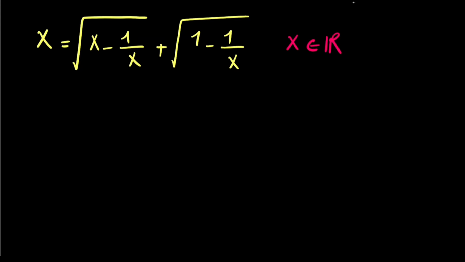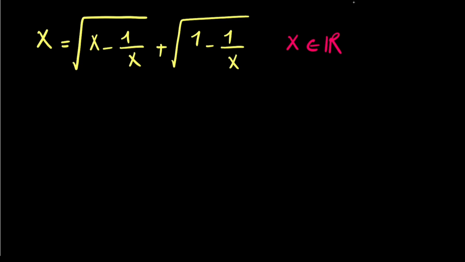Today we're gonna solve a really nice math problem from the Canadian Math Olympiad. So let's talk about this. If x equals the square root of (x minus 1)/x plus the square root of 1 minus 1/x, and we know that x is a real number, we want to find x in this equation. So let's talk about this.